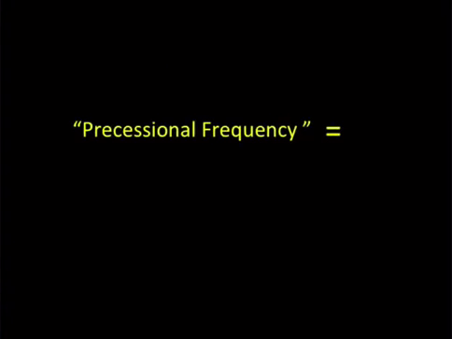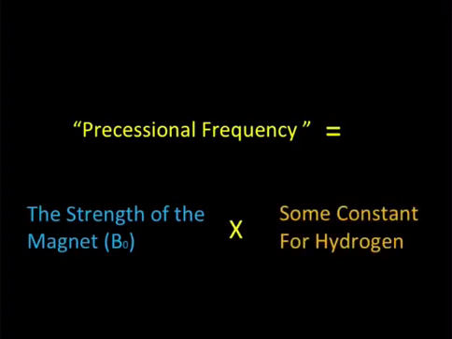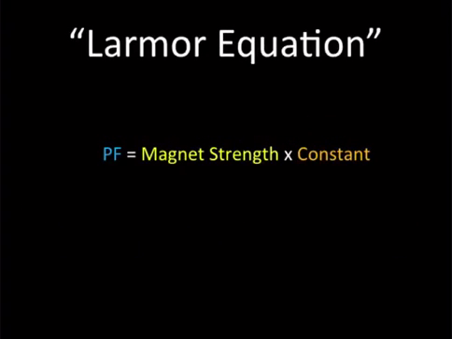It's important to be able to calculate this precessional frequency, which I'll get to in a minute, why. But if you were wanting to calculate it, or just understanding the relationship, you would never be asked to actually calculate it, I wouldn't imagine. But knowing that it does get calculated is useful. So the way it's calculated is that the strength of the magnetic field, be it a 1.5 Tesla or 3 Tesla, etc., is multiplied by some constant for hydrogen. And this is referred to as the Larmor equation.